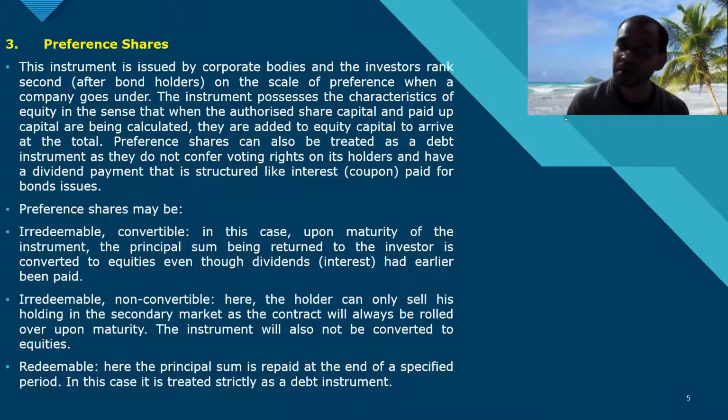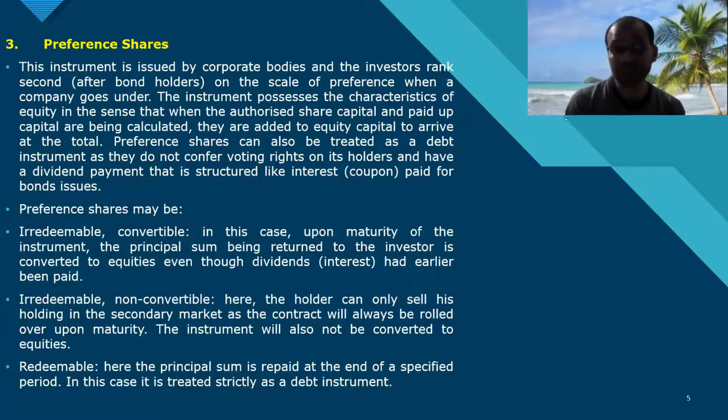Preference shares may be irredeemable, convertible. That means in this case, upon the maturity of the instrument, the principal sum that would be returned to the investor is converted to equities, even though the dividends or the interest had been paid earlier. The second is that it may be irredeemable and non-convertible. Here, the holder can only sell its holding in the secondary market, as the contract will always be rolled over upon maturity. The instrument will not be converted to equities.